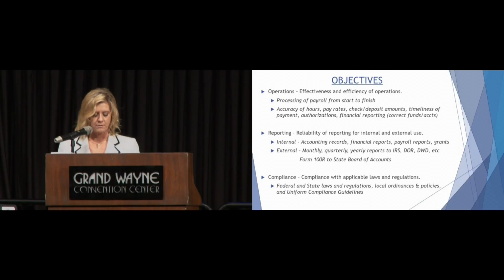The reporting objective focuses on the reliability of reporting for internal and external uses. Internal reporting would include things like your accounting records, your financial reports, grant reporting, and various payroll reports, such as time and attendance records, distribution reports, earnings reports, withholdings reports. External reporting would include reports to other agencies, such as IRS reports, Department of Revenue, Department of Workforce Development, PERF, State Board of Accounts, and other applicable agencies. Reports may be on a monthly basis, quarterly, or annual.